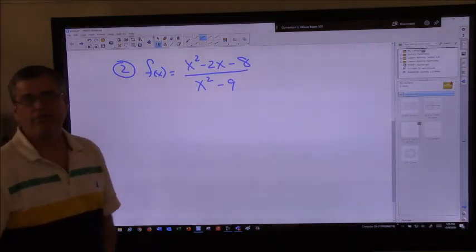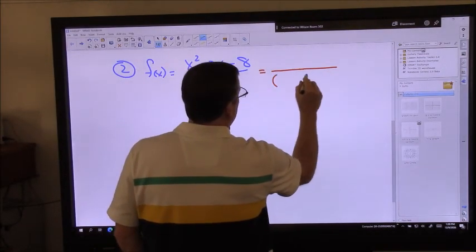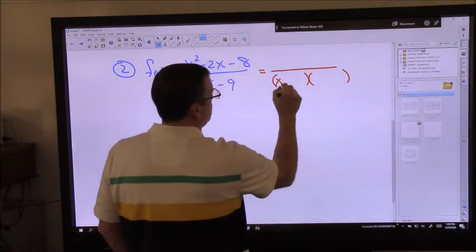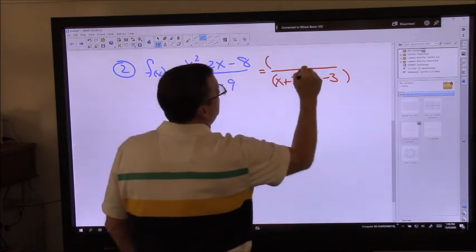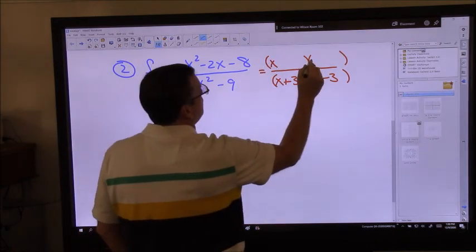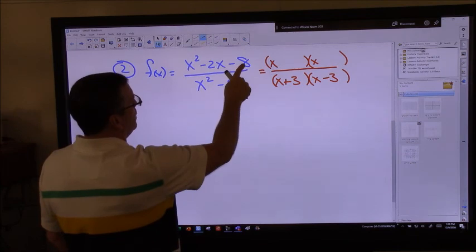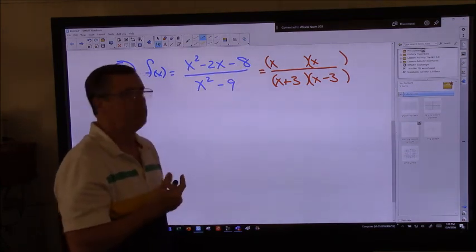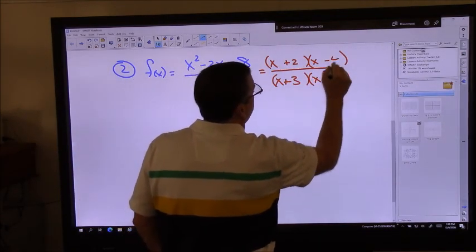All right, so we know we have to factor first, so let's do that. In the denominator, right away I see difference of 2 squares, so I know that's x plus 3, x minus 3. In the numerator, this has to be x times x. This has to be, let's see, two numbers you multiply to get 8 and subtract to get a negative 2. It's got to be 4 and 2. But to get a negative 2 in the middle, I want positive 2 minus 4.